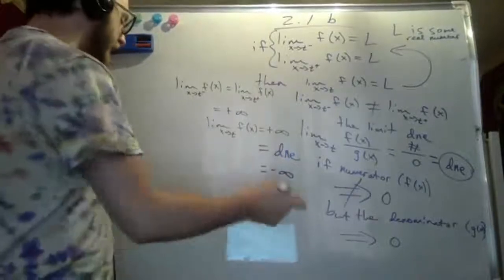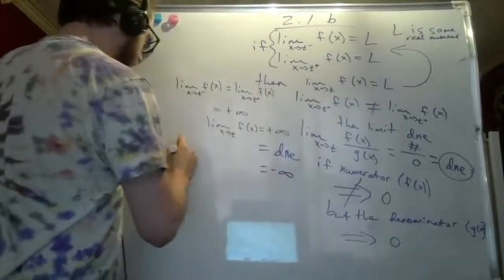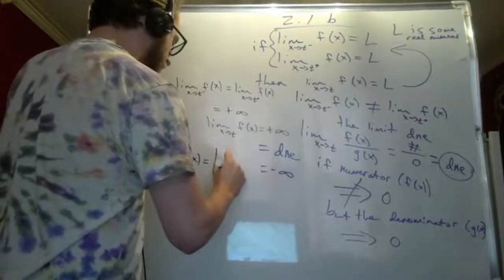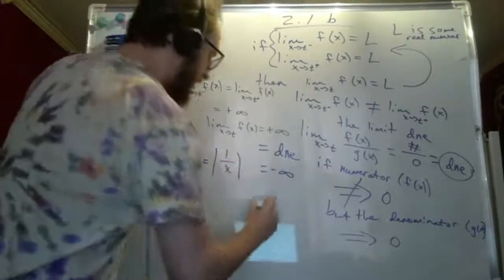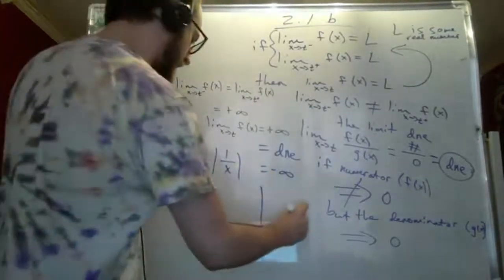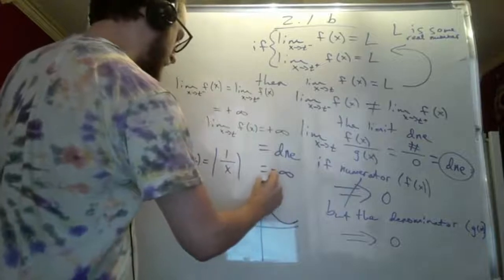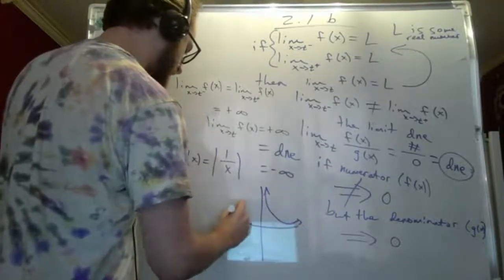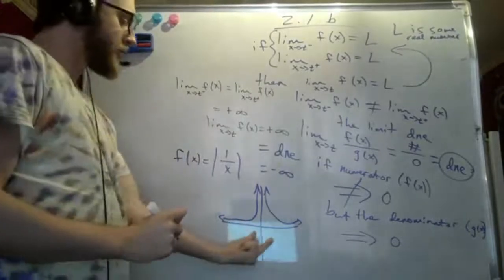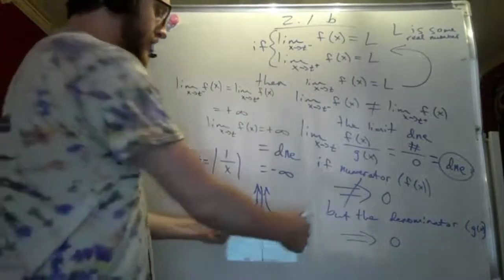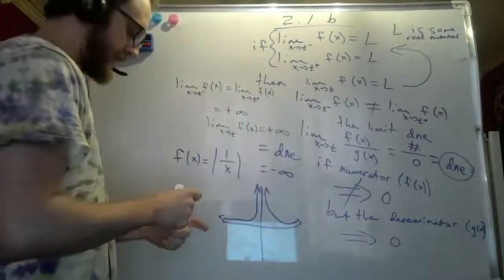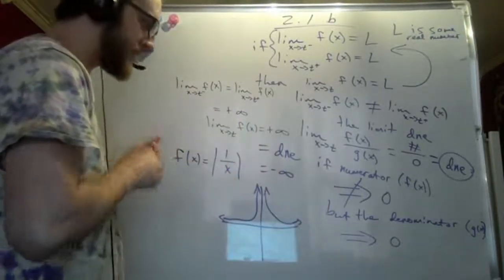An example of that, if you consider the function absolute value of 1 over x, then this graph is going to look something like this here. A bit of a sloppy drawing, but you get the idea. As this function is approaching 0, from both the left and right sides, the function is going to positive infinity, and so we say the limit does not exist.